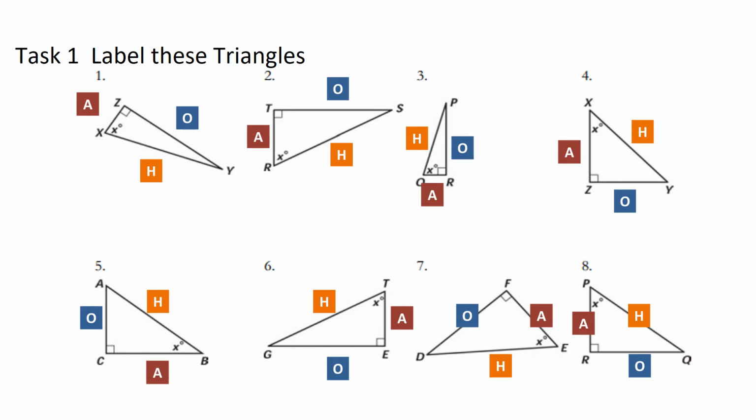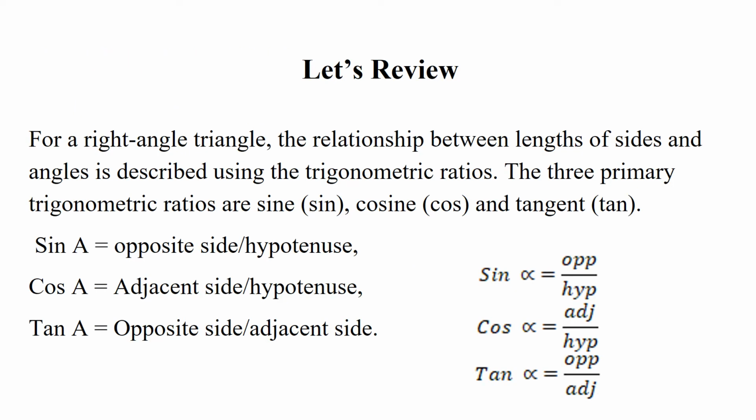So use your strategies, but test them to ensure that the definitions that you have are accurate and will allow you to accurately label the sides. So for a right angle triangle, the relationship between lengths and sides are described using the trigonometric ratios, and the 3 primary ratios are sine, cosine, and tangent, and we have shortened versions of each of these. So for sine, we use a shortened version, sin, which we still pronounce as sine. For the cosine, we have a shortened version, which we pronounce cos. And for the tangent, we have a shortened version, which we pronounce as tan.